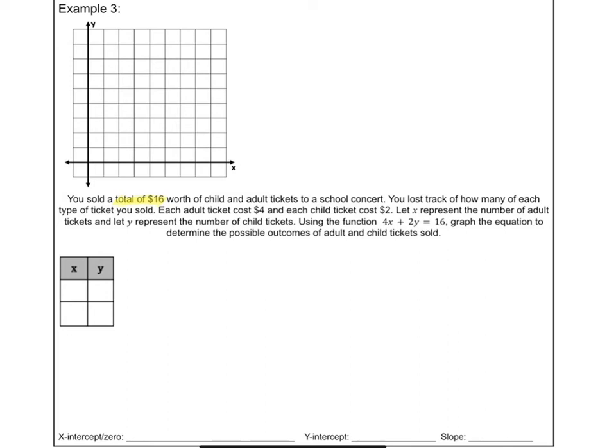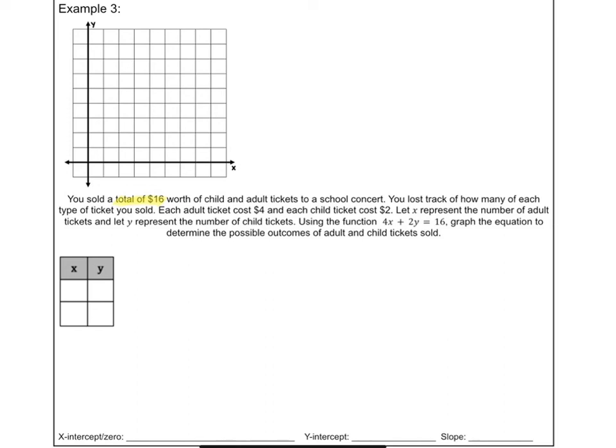We can use the function 4x plus 2y equals 16. Because 4 is the rate for the first variable, right? It's $4 per adult ticket. And then 2 is the rate for the second variable of children's tickets. And then 16 is the total amount of money. So we can graph that and find our x and y intercept, and then from there graph it and be able to answer any kind of question you would see about this problem, or just in general, you would know how many tickets you had sold of each, so you could keep track of people coming in and going out.